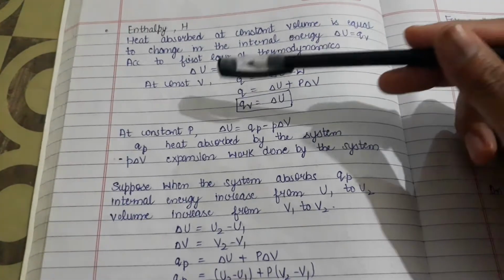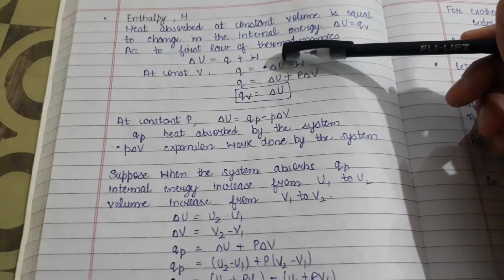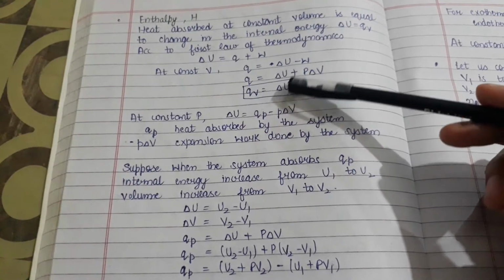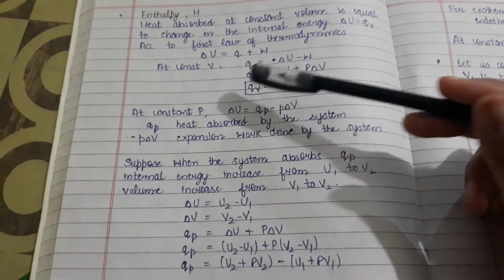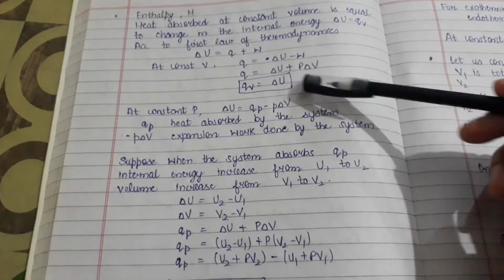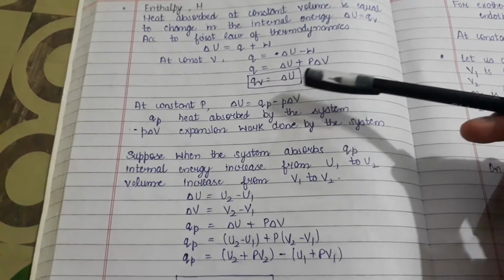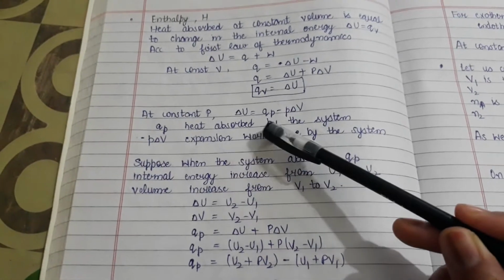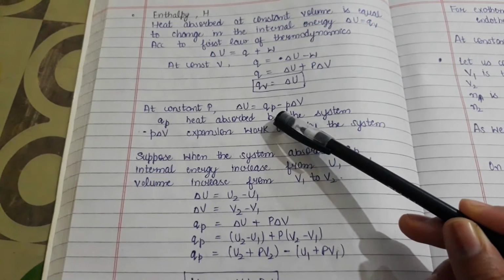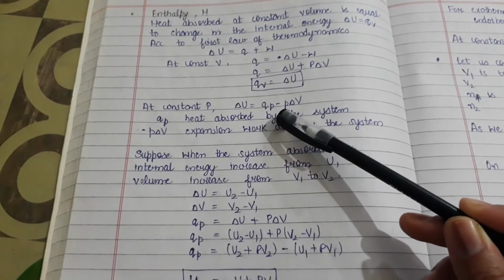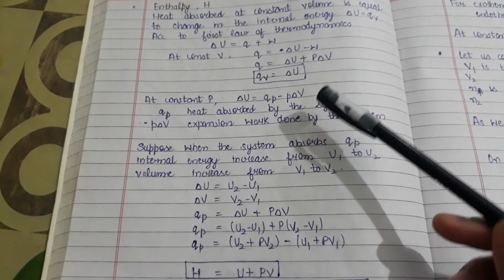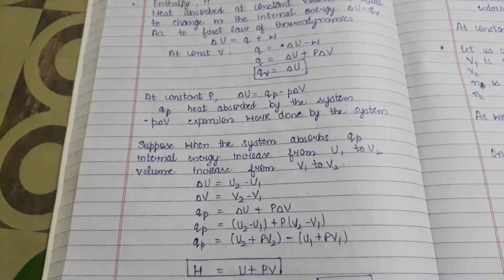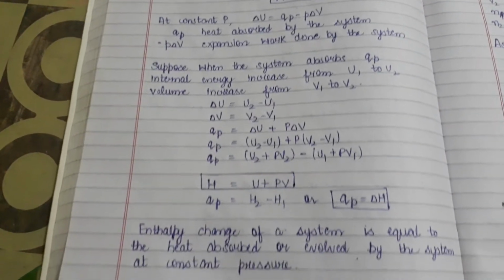Yes, students, you know delta U is equal to Q plus W, where W is equal to minus P delta V. Then Q is equal to delta U plus P delta V. At constant volume, delta V is 0. It is completely 0, then QV is equal to delta U. At constant pressure, delta U is equal to QP for constant pressure minus P delta V. Here QP is the heat absorbed by the system and minus P delta V is the expansion work done by the system.